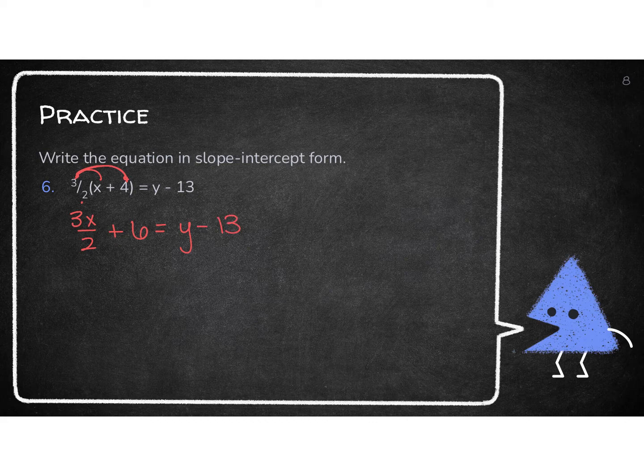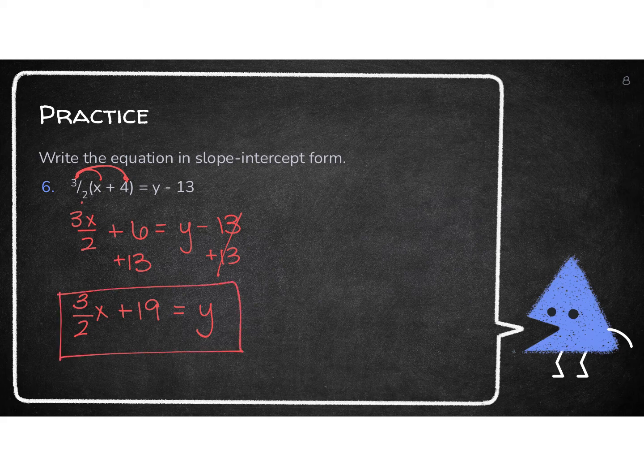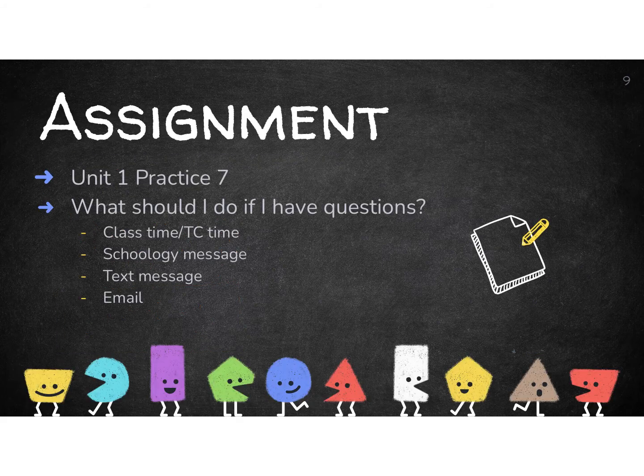So now the x and the y are already on opposite sides, but I need to get that y alone. So I need to get rid of minus 13. To get rid of minus 13, we're going to add 13 to both sides. So I'm still going to have 3 over 2x. 6 plus 13 is going to give me 19 equals the y that's alone. So again, the y is on the other side, but that's okay. It is still alone, which is what we're looking for.